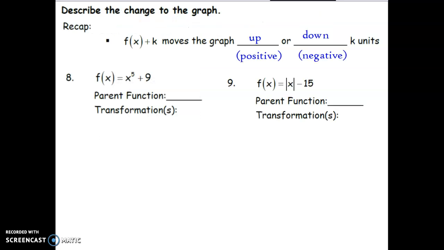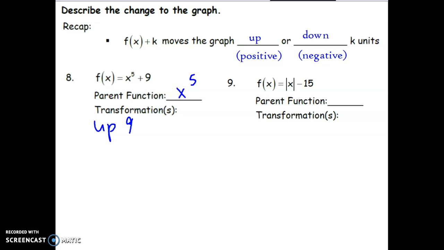Okay, so now let's describe the change that we see. For number 8, f of x equals x to the 5th plus 9. My parent function, the main thing that I'm looking at, is going to be x to the 5th. And what is that plus 9 going to do to my graph? Look back at your recap box. Which way should that plus 9 move the graph? It should move the graph up 9 units.